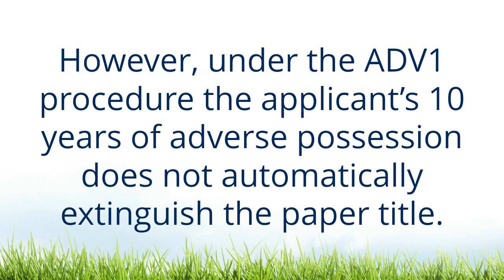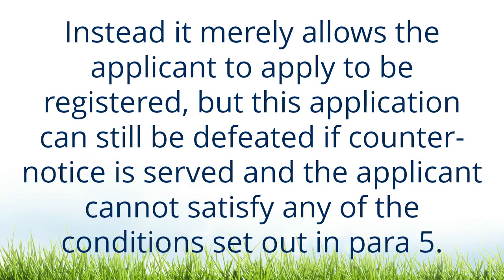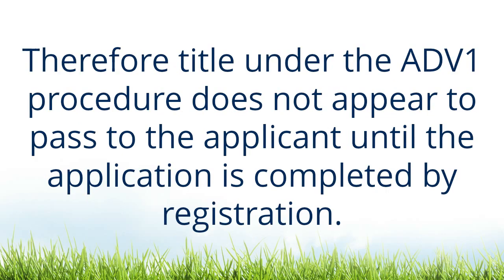However, under the ADV1 procedure, the applicant's 10 years of adverse possession does not automatically extinguish the paper title. Instead, it merely allows the applicant to apply to be registered, but this application can still be defeated if counter notice is served and the applicant cannot satisfy any of the conditions set out in paragraph 5. Therefore, title under the ADV1 procedure does not appear to pass to the applicant until the application is completed by registration.